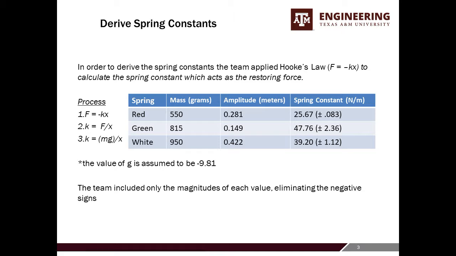Now the team assumed the value of g to be negative 9.81, but throughout these calculations we only included the magnitudes to keep the spring constant positive. And within the table we could see the various masses that we had hung at the end of the springs, the amplitude of the oscillations observed, and the spring constants that we had calculated with the standard deviations.